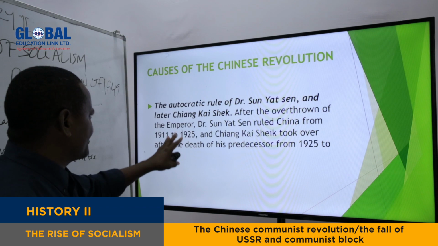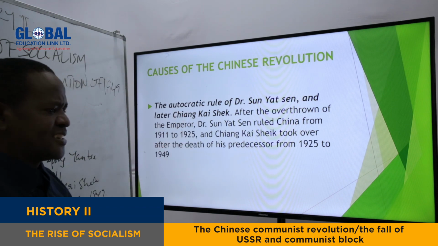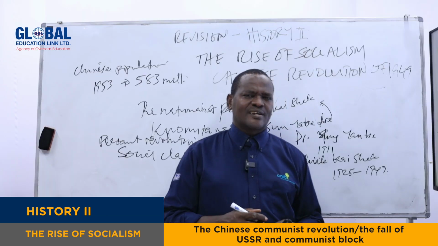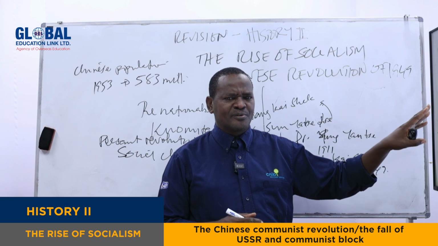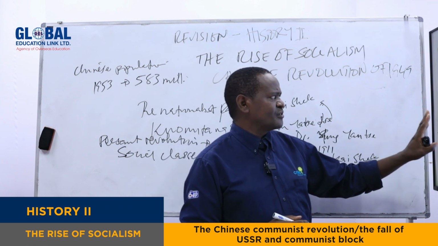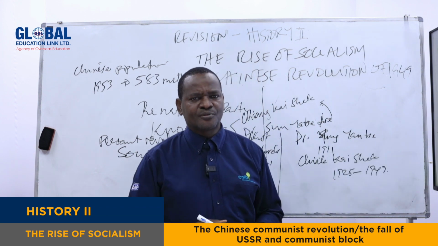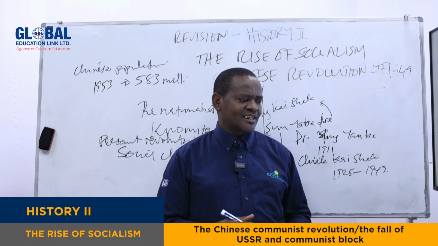So it's because of all this autocratic rule of Dr. Sun Yat-sen and later Chiang Kai-shek that the people of China wanted some changes. There was no democracy. Life of the people was so bad and so on and so forth. So people wanted some changes because of the autocratic rule of these two last Chinese leaders, Dr. Sun Yat-sen and Chiang Kai-shek.